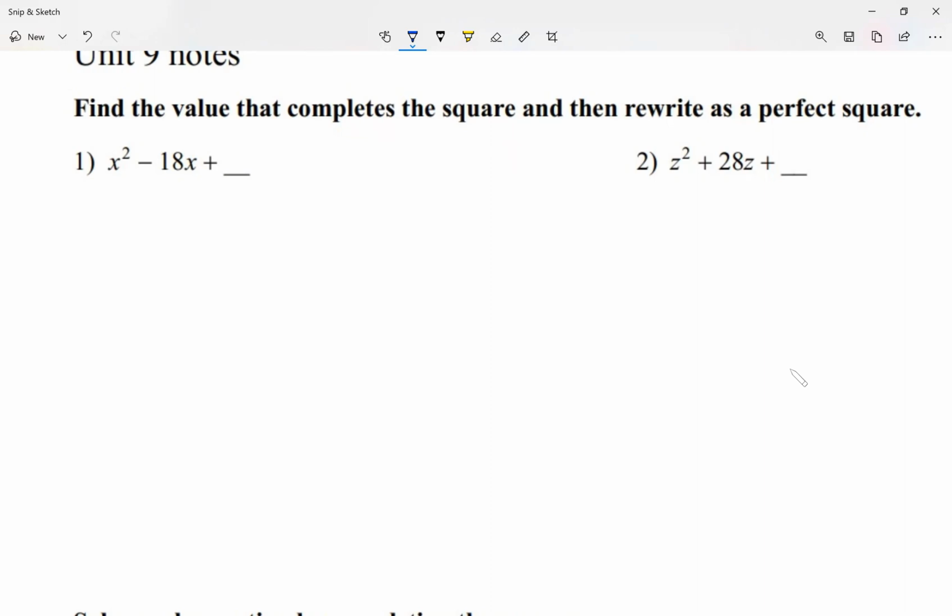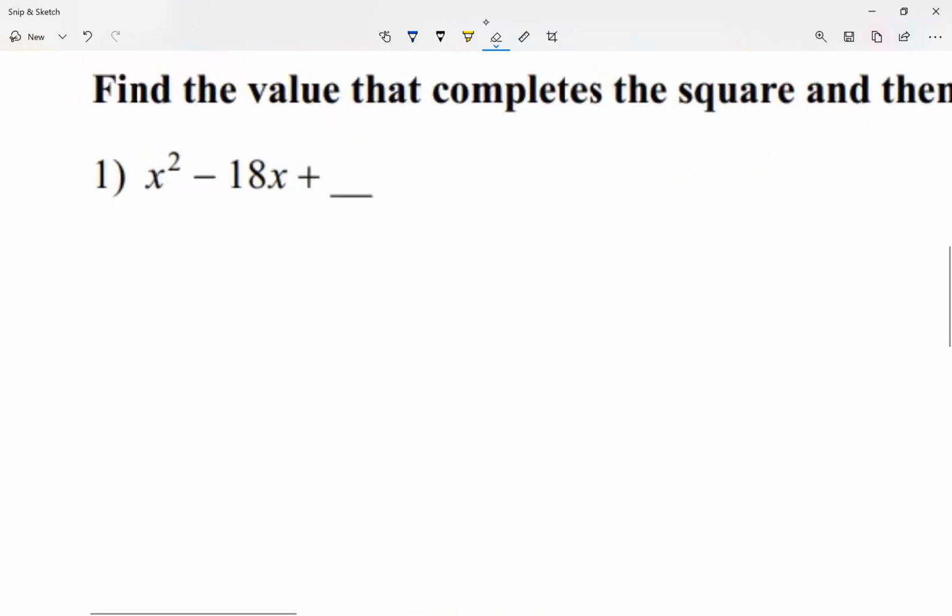So that's what I have here on our notes. Two things. We have to complete the square. For completing the square, you see this empty space here, where there's a number. We have to put in the number that completes the square, and then I'm going to finish writing it as a perfect square.